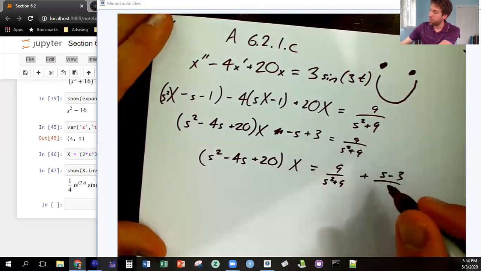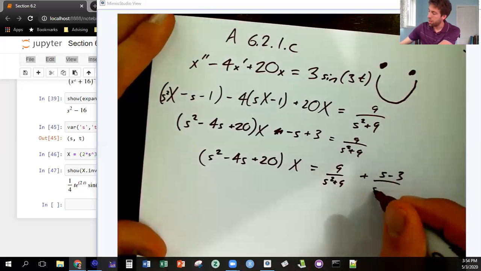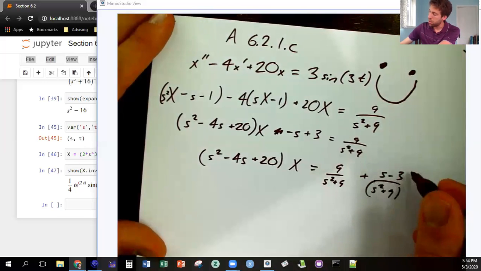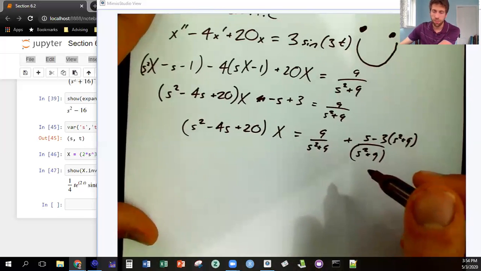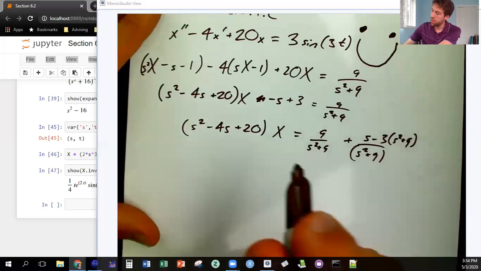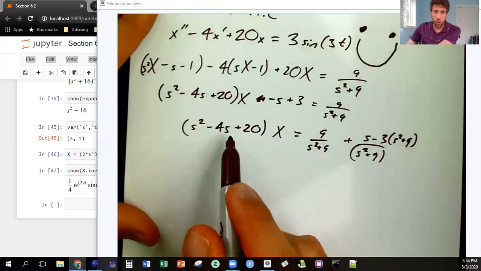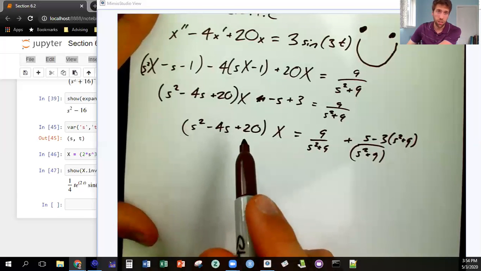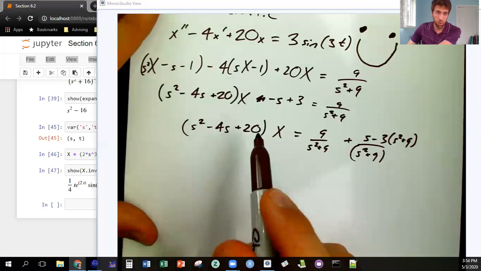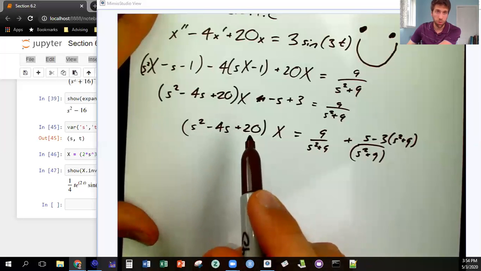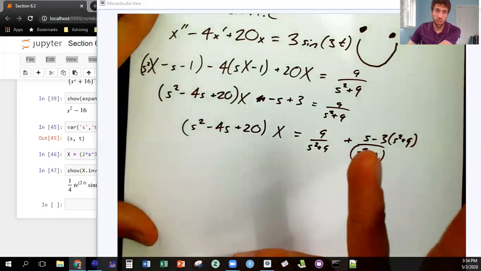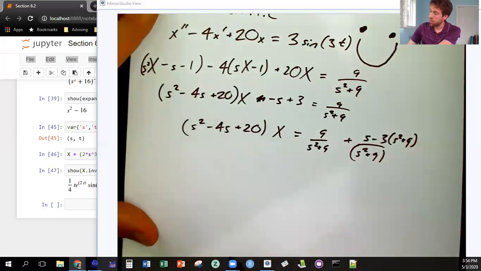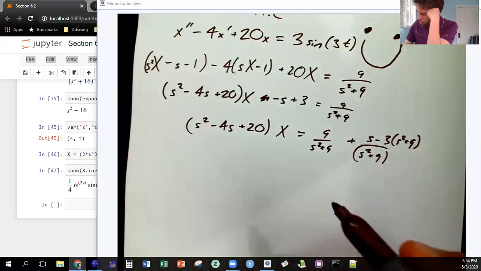Then I'm going to multiply top and bottom by s squared plus 9, because I'm thinking ahead, trying to get my common denominator. Then here, I want to be thinking about, does this factor? No. If you do the quadratic formula, you'll get complex roots. So if that happens in this scenario where you're trying to do partial fractions, then you complete the square. So I'm going to complete the square here.